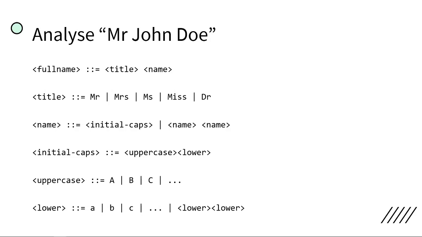Okay, so let's analyze Mr. John Doe. As you can see, Mr. is a title. And then John Doe is a name. However, the name can be broken down into names.